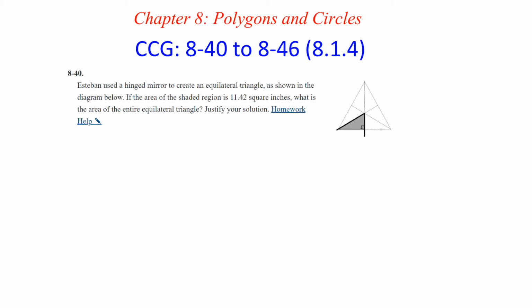Well, since he was using a hinged mirror, these triangles right here are all going to be congruent triangles. So therefore the areas are all the same. So if we take 11.42 and times it by 6, we get a value of 68.52, and then that would be in inches squared. So that would be the area of the entire equilateral triangle.